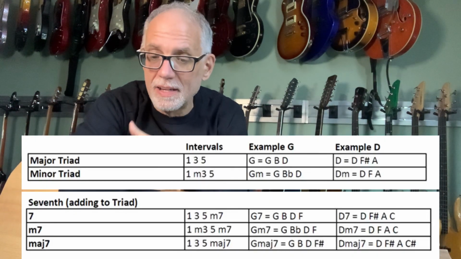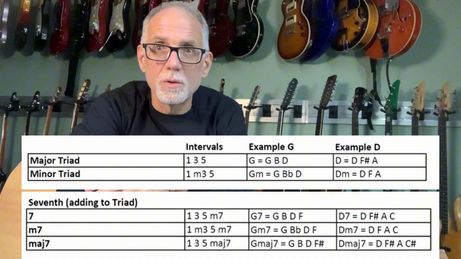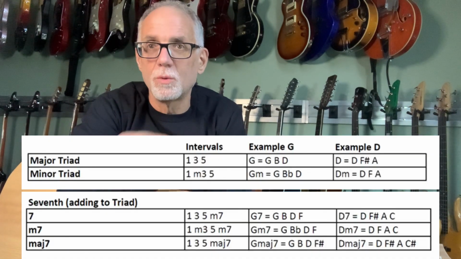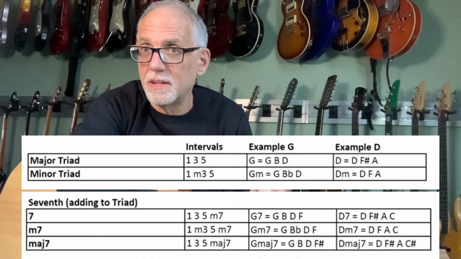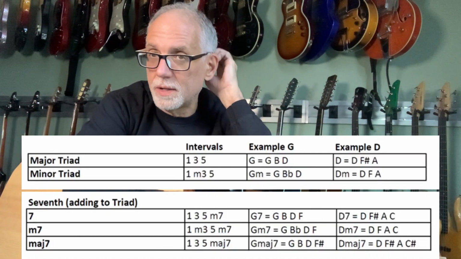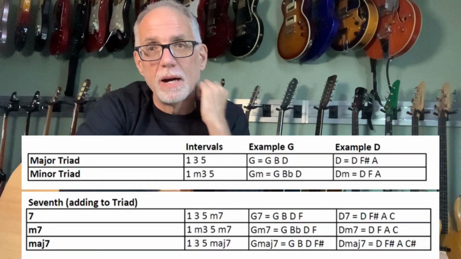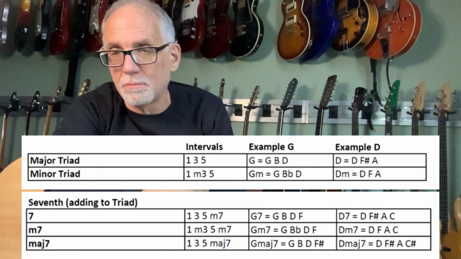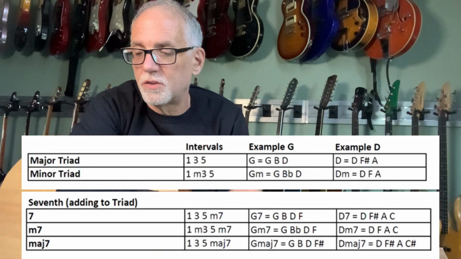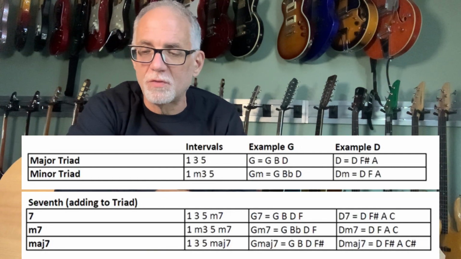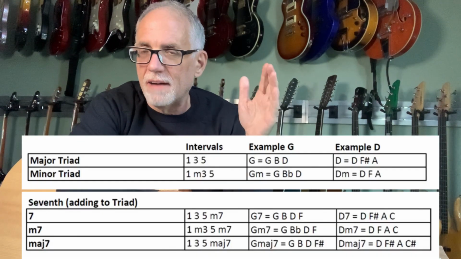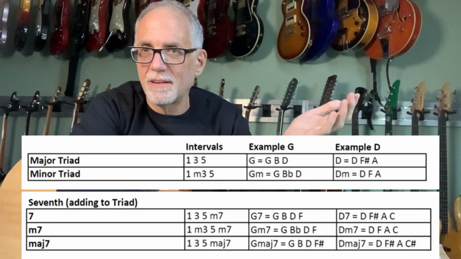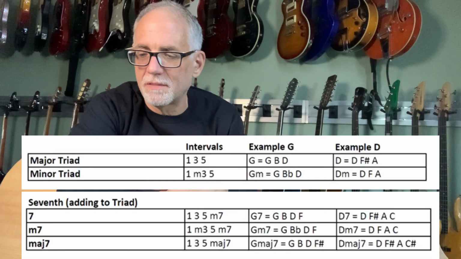Then the next line is the minor 7th chord, the ones we just did in this lesson. We'll have the minor 3rd and we'll have the minor 7th in order to get those. So you see the intervals: 1, minor 3rd, 5th, minor 7th. Those are the notes in the minor 7th chord. For G minor 7, it's G, B flat, D, and F. For D minor 7, it's D, F, A, and C. All right, so there you go. That's how the minor 7th is laid out.